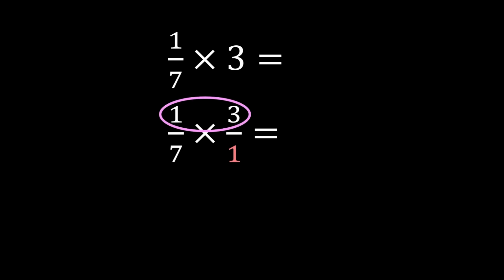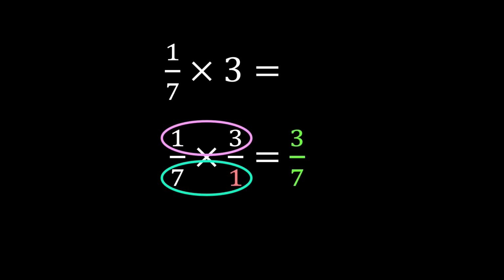I'll start with multiplying the numerator times the numerator. 1 times 3 is 3. 3 is my numerator in my product. Then I'll multiply the denominator times denominator. 7 times 1 is 7. 7 is the denominator in my product. The last step is to simplify if needed. 3 and 7 do not share any common factors, so 3/7 is in its simplest form. 1/7 times 3 equals 3/7.